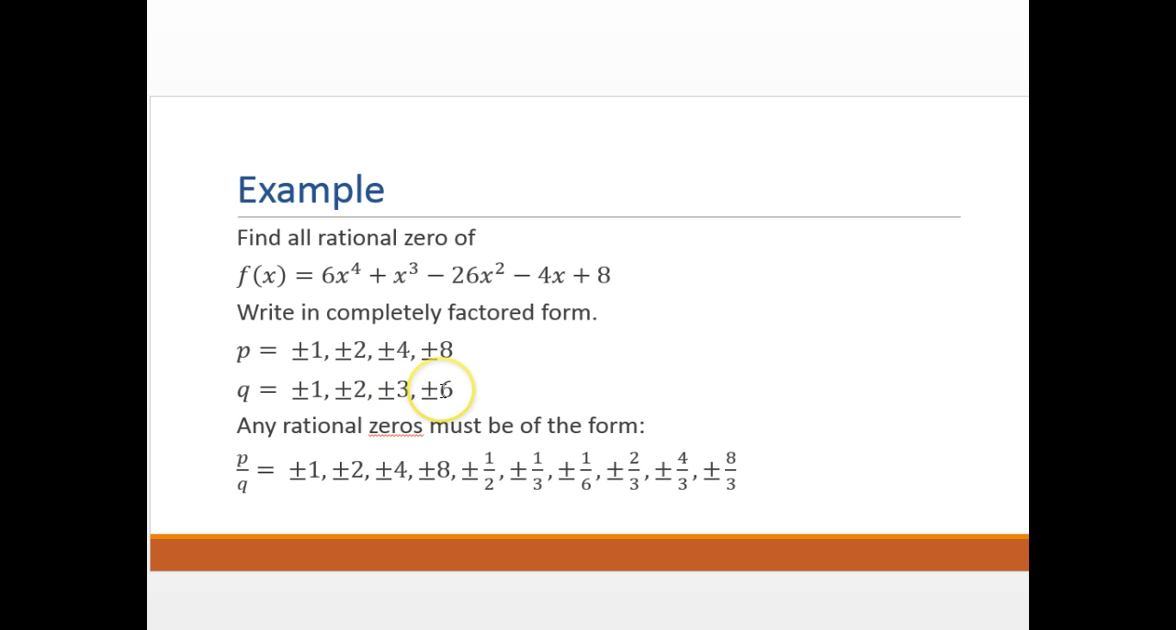1 over 6 is plus or minus 1/6. I've already counted 2 over 6. It's the same as 1/3. 4 over 6 is the same as 2/3. 8 over 6 is the same as 4/3. So here's a list of all my potential rational zeros. That's a lot to account for.